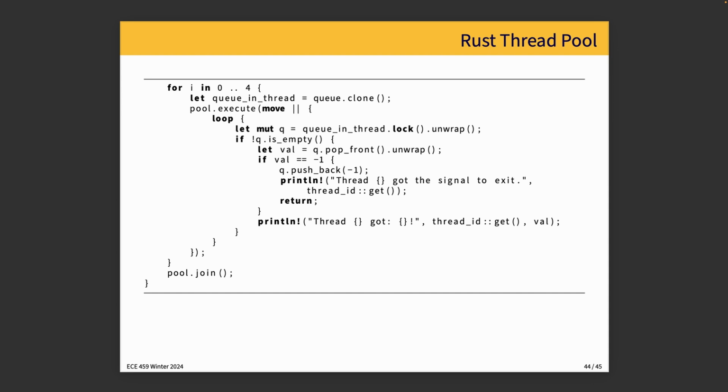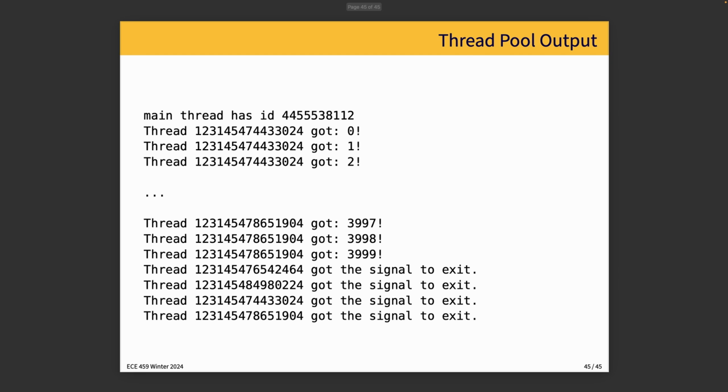Okay, at the end of this, we're going to join the thread pool. So we're going to wait for all of the threads in this pool to finish. Sounds good, right? So if we execute this, we can observe the behavior. Main thread has some ID, and thread will get some number, and this continues on and on until we get to 3,999 based on the elements that we decided to put in there. And then the different threads will get the signal to exit, and then they're all done.